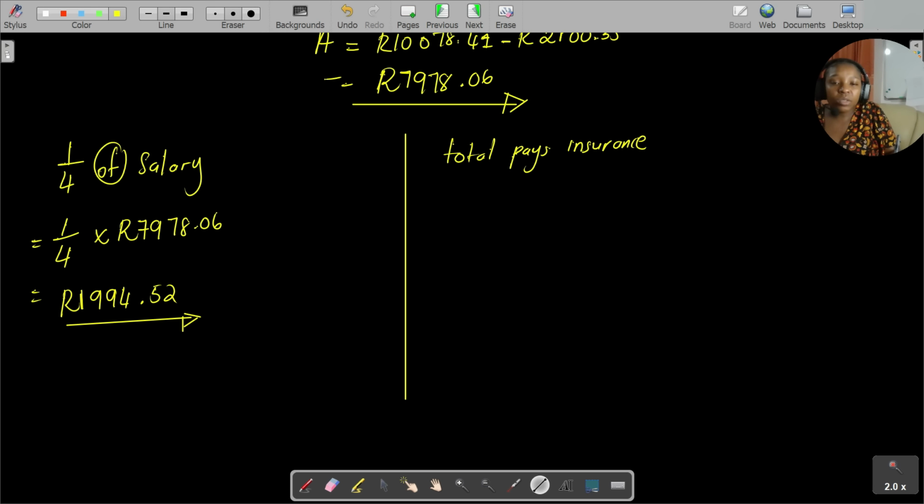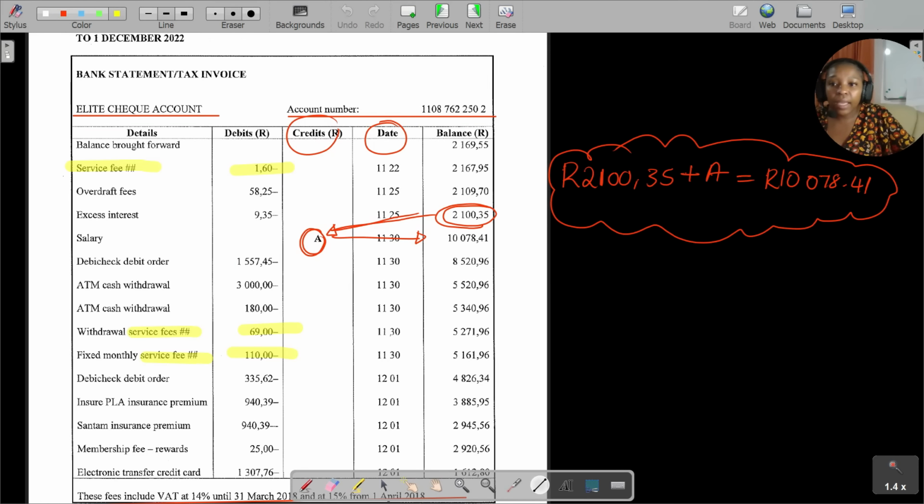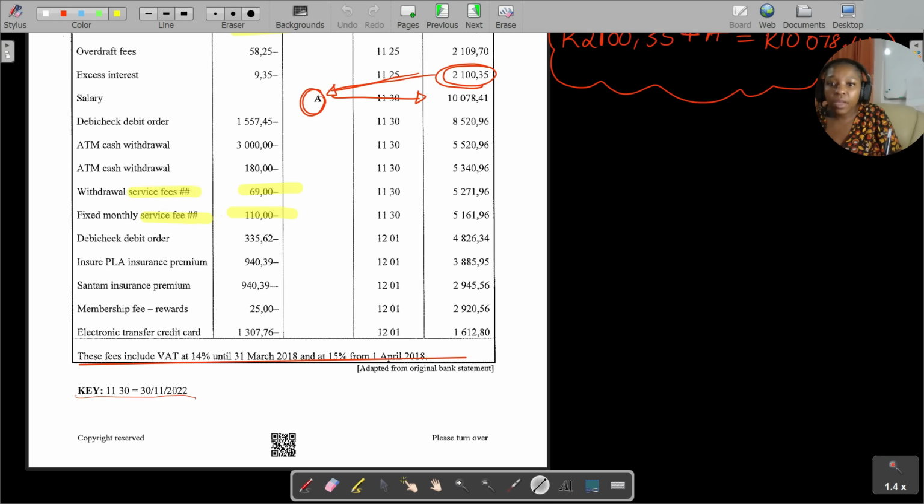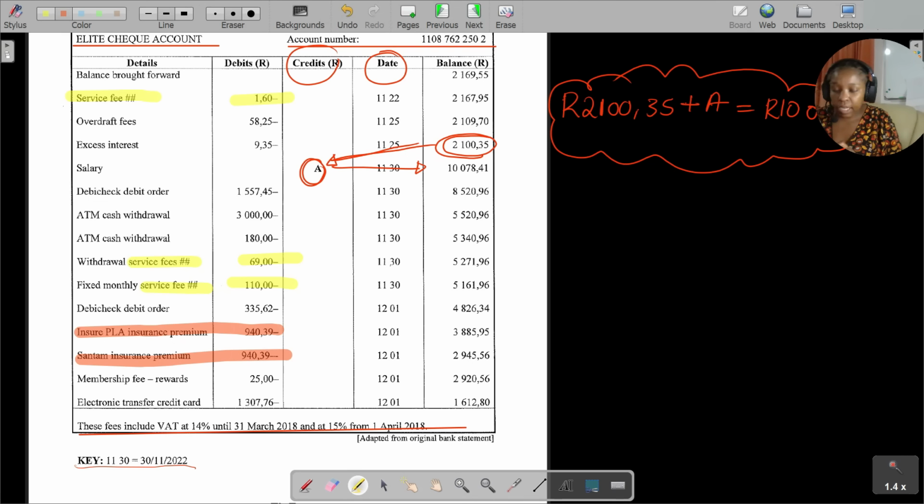Okay, then we need to calculate the total that he pays for insurance. So we're just going to calculate the amounts that he pays for insurance. For insurance, it's this one, and then that's the insurance again. Is there another insurance? Just those two.